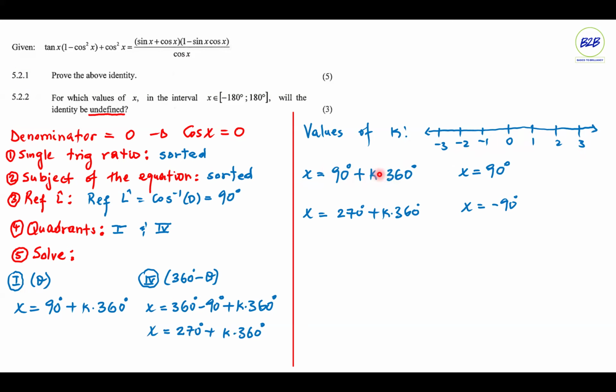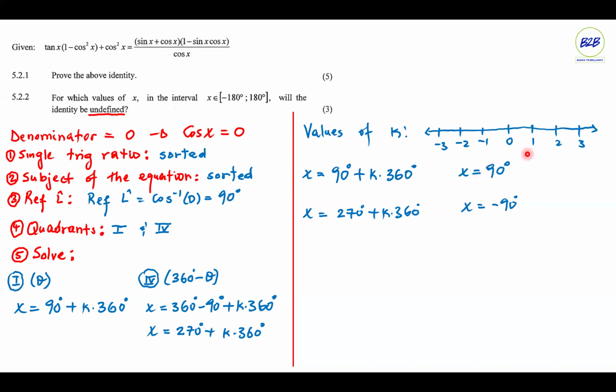And then we ask ourselves, is x equal to 90 degrees within this given interval? Then yes. So that also means, therefore, that this is part of the values that we have been asked for in 5.2.2. x is one of those values. x is equal to 90 degrees.